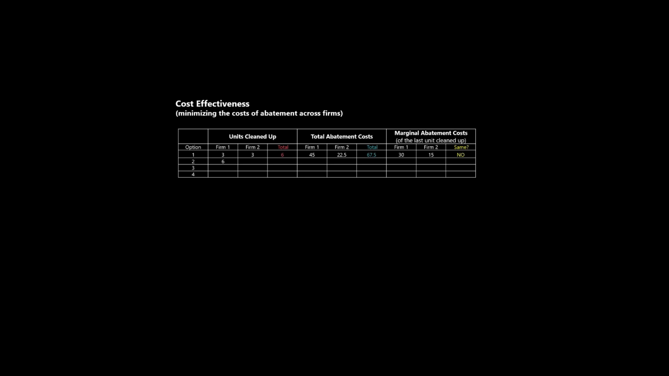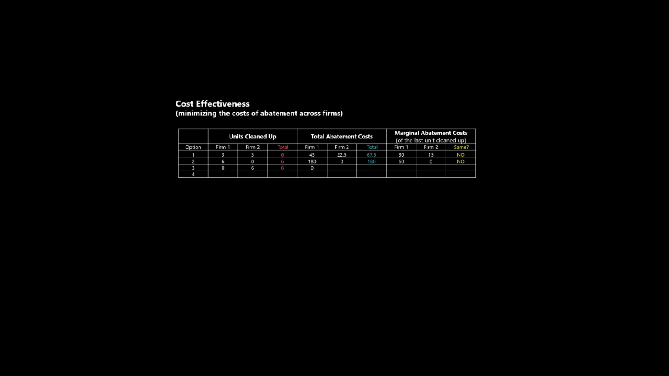In option number 2, we had firm 1 clean up all 6, firm 2 did not clean up any, for a total of 6 units cleaned up. The total abatement cost for firm 1 was 180, firm 2, 0, for a total of 180. The marginal abatement cost of that last unit cleaned up for firm 1 was 60, firm 2 was 0, and these were not equal. Option number 3 meant that firm 1 wasn't cleaning up anything, but firm 2 cleaned up everything, again for a total of 6.